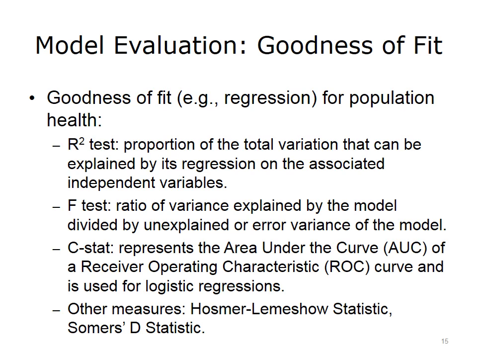Linear regression, which predicts a continuous variable, such as cost, usually produces R-square as one of its evaluation scores. F-test provides the ratio of variance explained by the model divided by unexplained or error variance of the model. C-stat, or the area under the curve, AUC, of a receiver operating characteristics, ROC curve, provides a performance measure for models that predict a binary outcome.